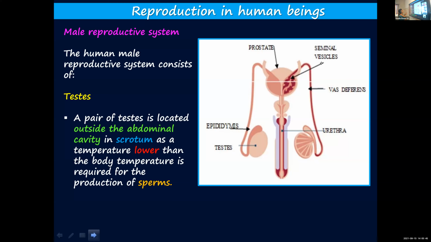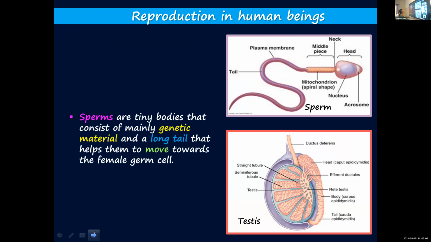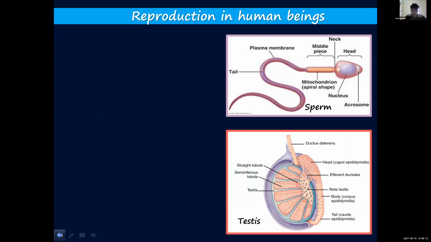So testis is placed inside the scrotum so as to maintain the temperature lower than that of the body temperature. In the scrotum, the temperature will be 2 to 3 degrees Celsius lower than that of the body temperature. The formation of sperms or male germ cells takes place inside the testis. Sperms are tiny bodies. Yes? Previous slide? Yes.